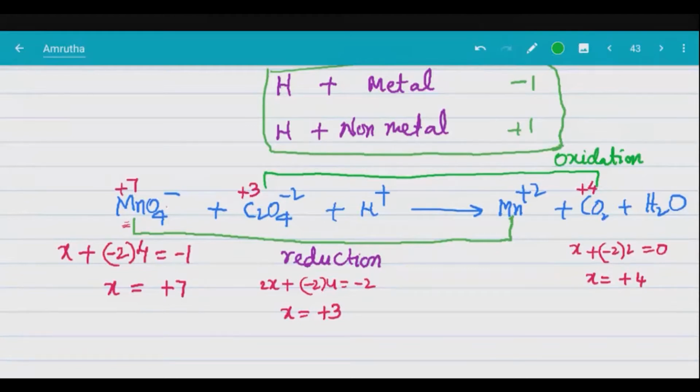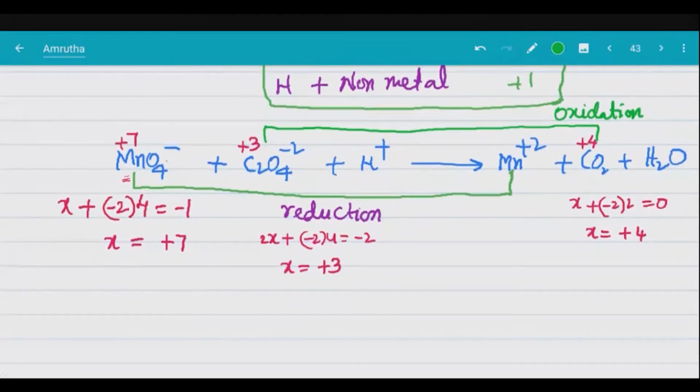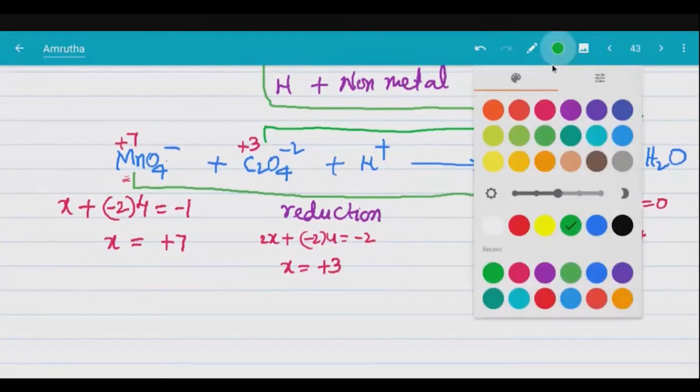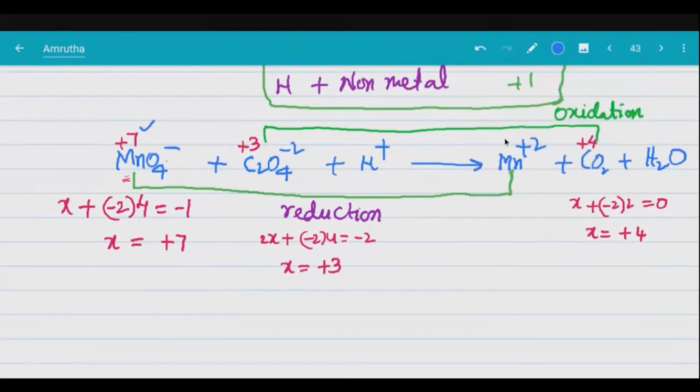Now let me tell you one more thing. Reduction and oxidation, basically it is gain and loss of electrons respectively. Reduction means gain of electrons. That is why you see the charge is decreased, the oxidation number is decreased. So that is the meaning. It is gaining electrons. How many electrons are gained? +7 to +2. Electron charge is -1. So can you tell me how many electrons are gained? How do we find out how many electrons? Very simple. Subtract the charges.